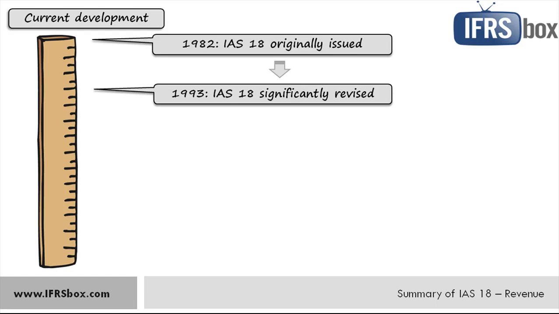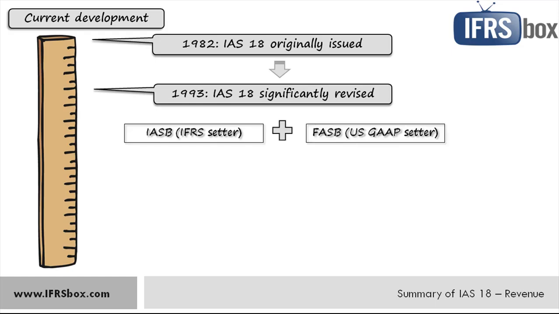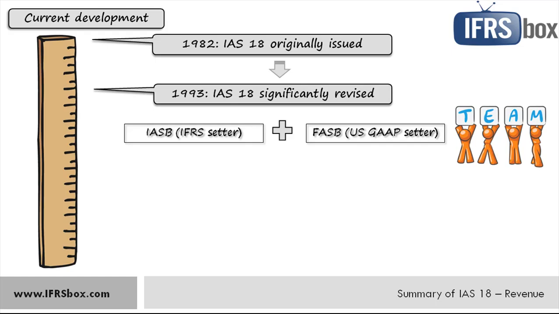But there is a convergence project in place between the International Accounting Standards Board, who is the setter of IFRS, and the Financial Accounting Standards Board, who is the setter of American standards, US GAAP. These two organizations work together as a team in order to bring IFRS and US GAAP as close as possible. And one part of this convergence project is also the amendment of IAS 18, because there are significant differences in revenue recognition between IFRS and US GAAP.